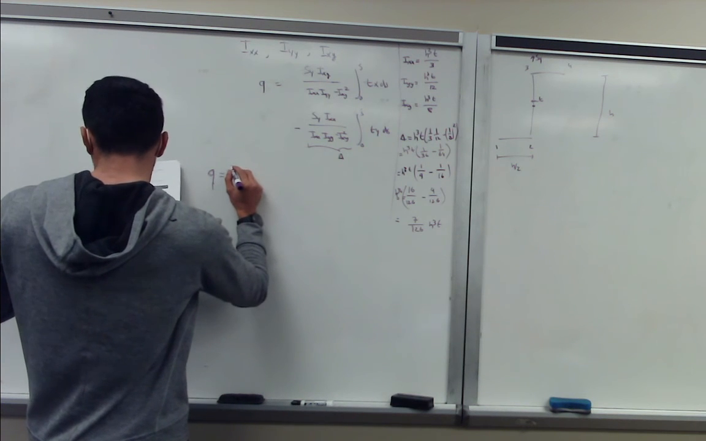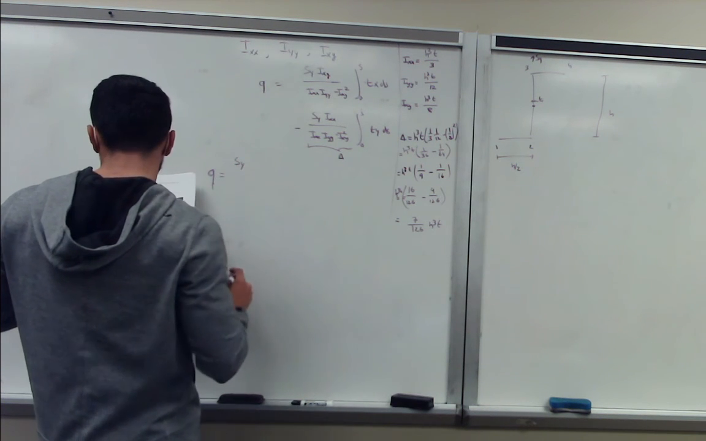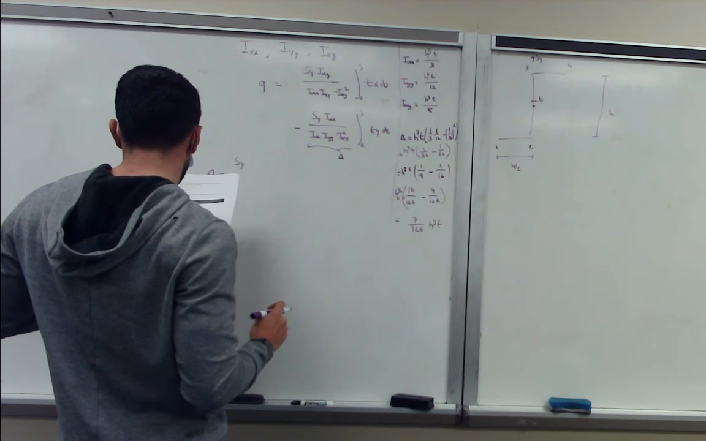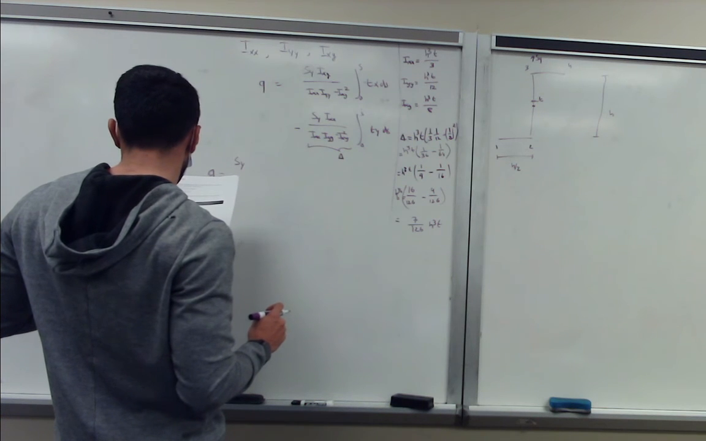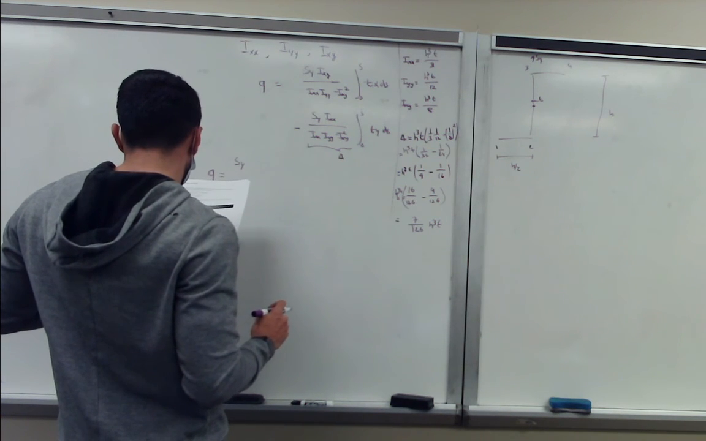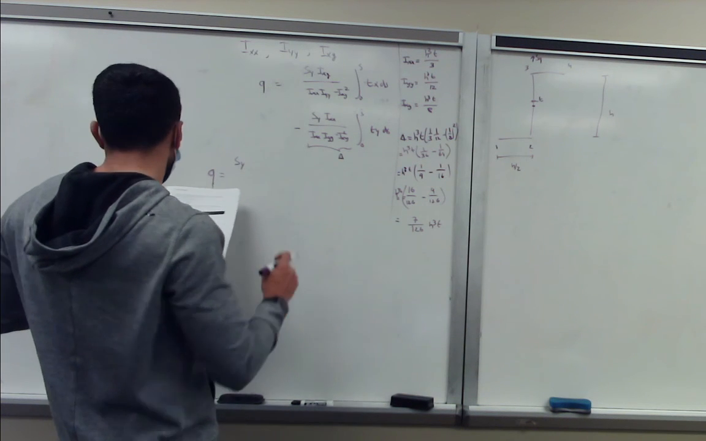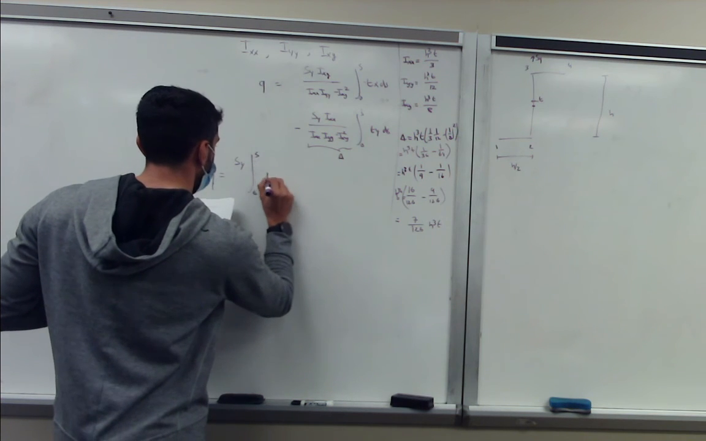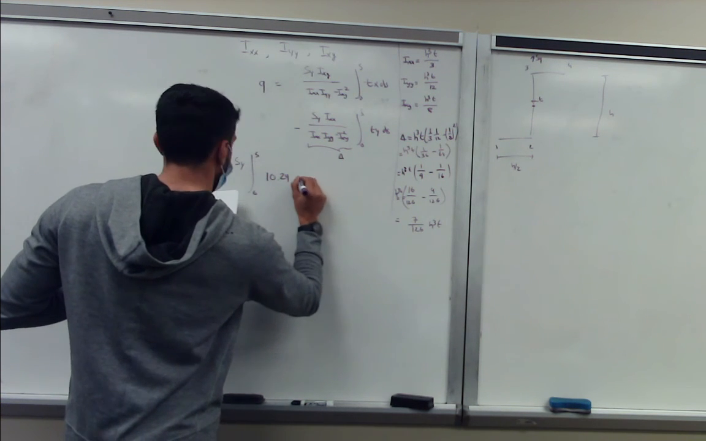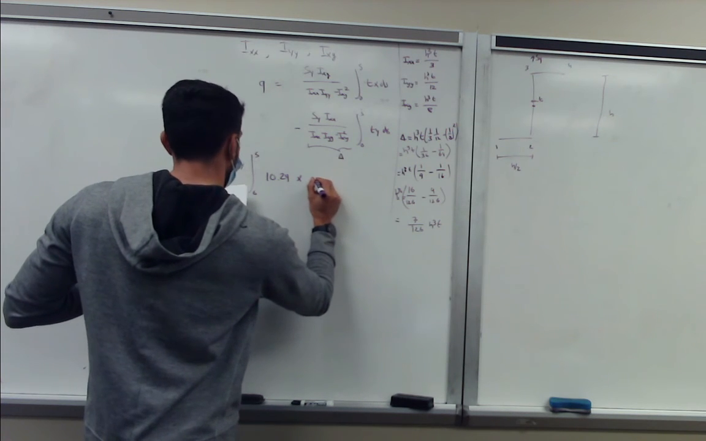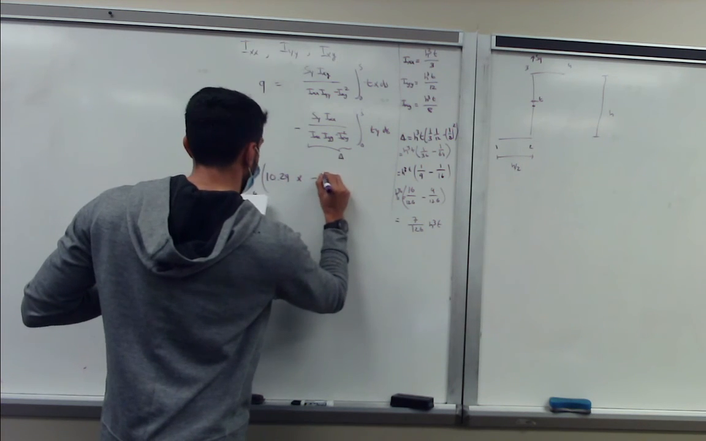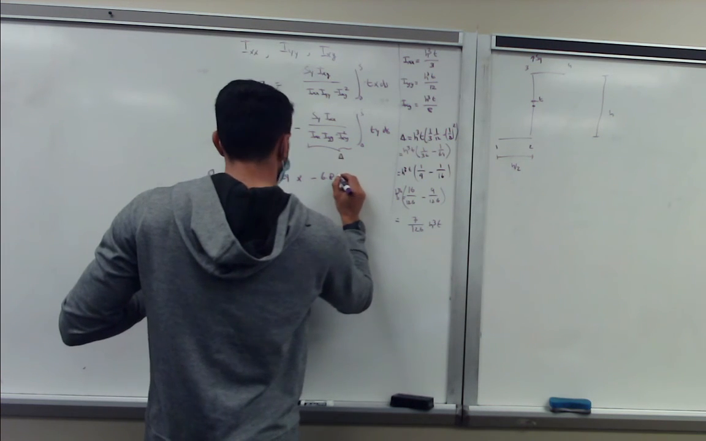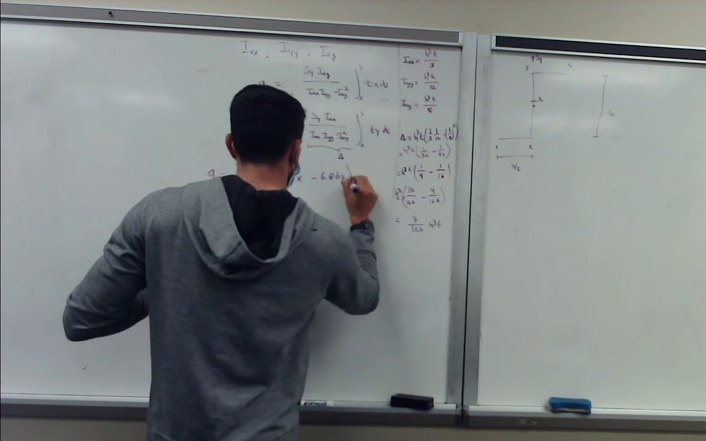So sy, and then we get the integral from 0 to s of 10.29 x minus 6.86y ds.